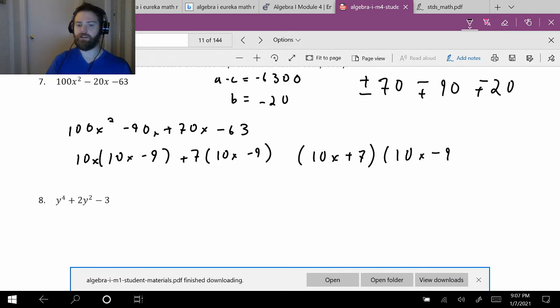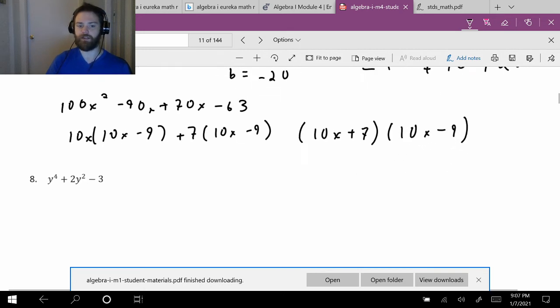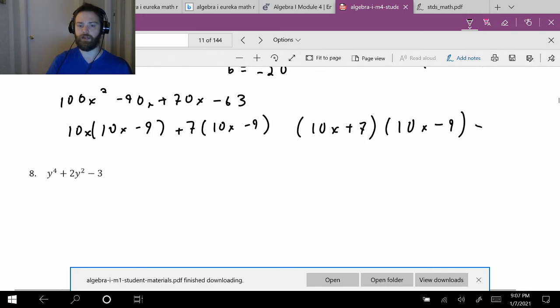And then we can get into this nice conversation about setting these guys equal to 0 and finding their roots, and we're going to do that. We can find the roots, the zeros, or the x-intercepts of these two parentheses.